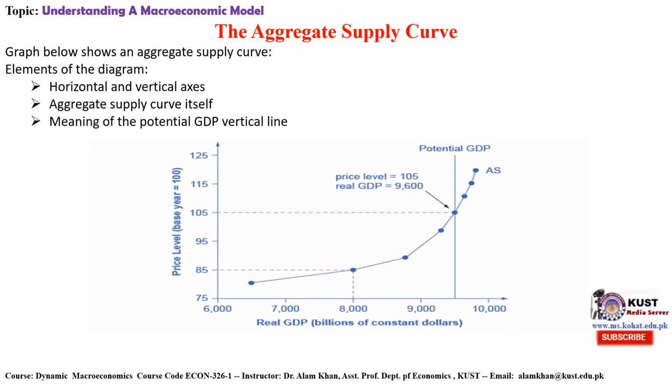This is the graph. The graph below shows the aggregate supply curve. This is your supply curve. Here are the elements of the diagram: horizontal and vertical axis. This is your vertical axis. This is your horizontal axis. This is your aggregate supply curve.